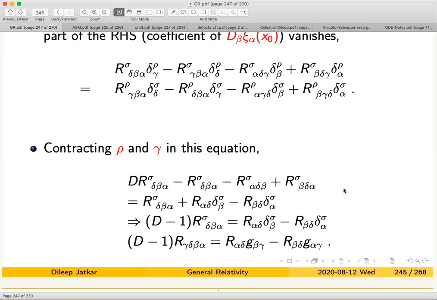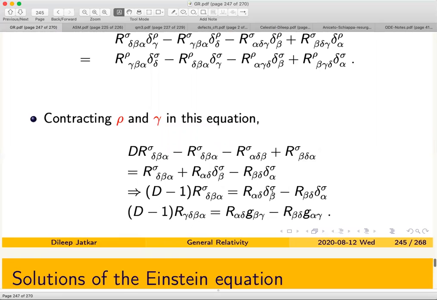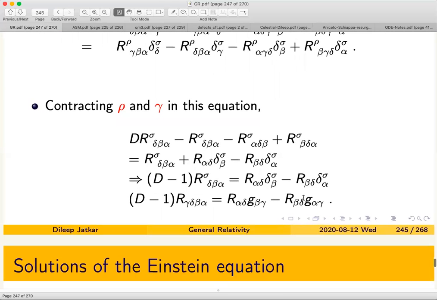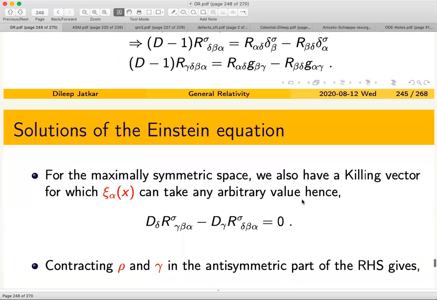So you can pull this index down and replace these deltas by the metric. That is the equation. Are you with me on this? Yes, sir. So this is the equation that we obtain. If the space is maximally symmetric, it has rotational isometry, which has been used to simplify this equation to this particular form.